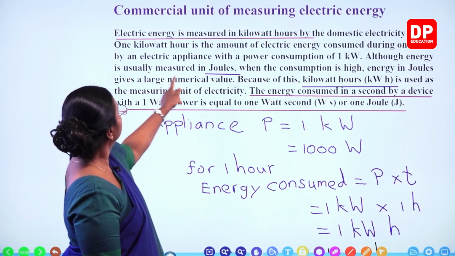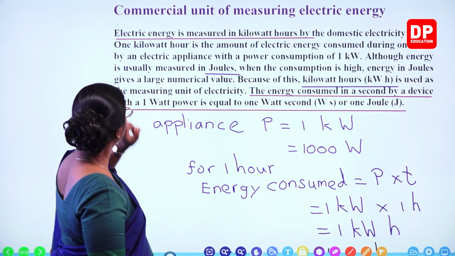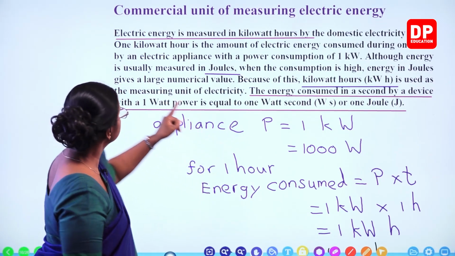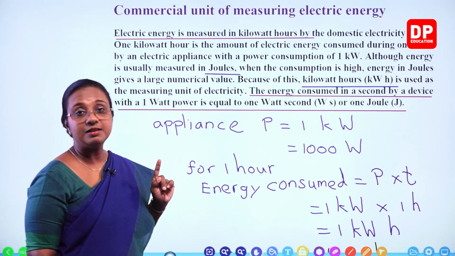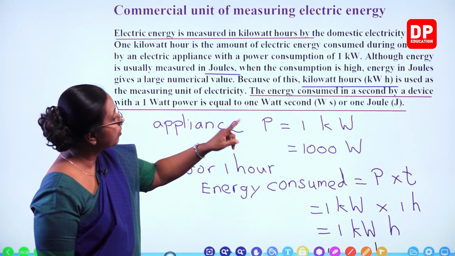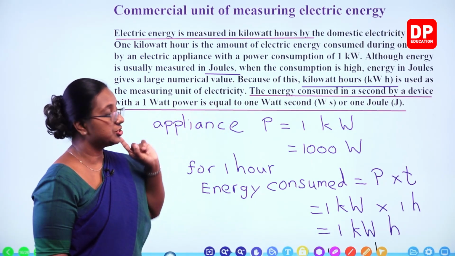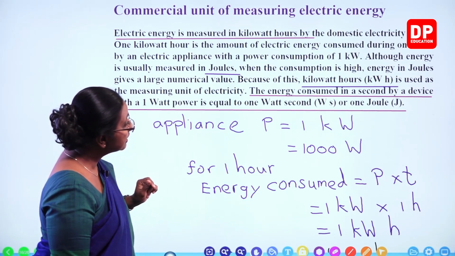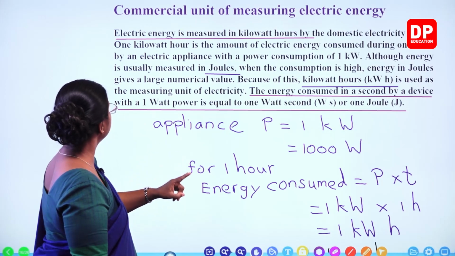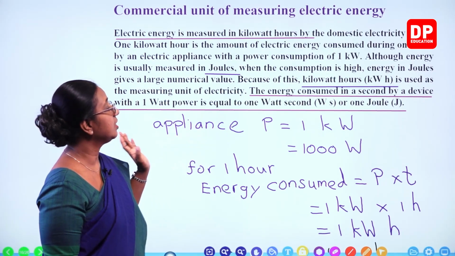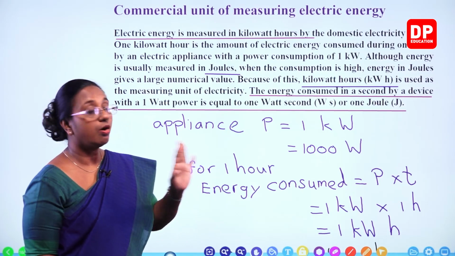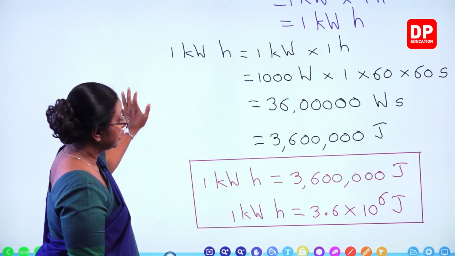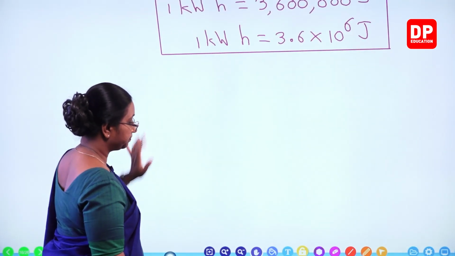Now here, see, although energy is usually measured in joules, when the consumption is high, energy in joules gives a large numerical value. Because of this, kilowatt hours is used as the measuring unit of electricity. We have understood that. The energy consumed in a second by a device with 1 watt power is equal to 1 watt second or 1 joule. That is another part that we have already discussed, but just again to recall.